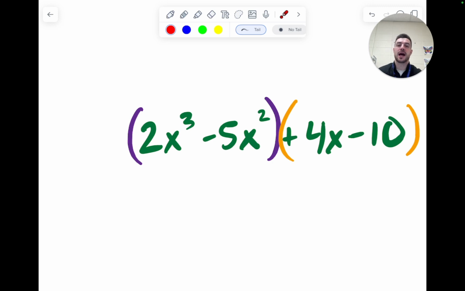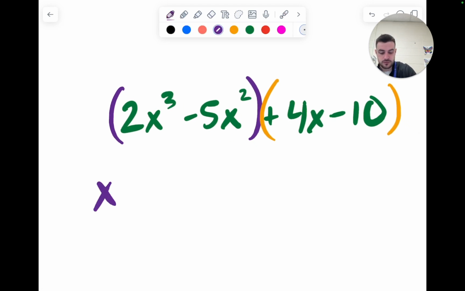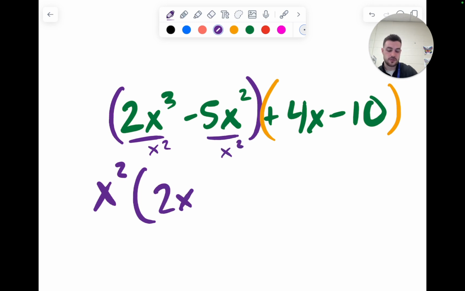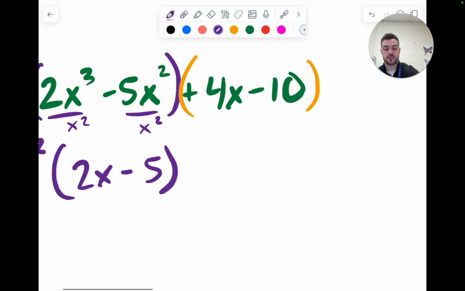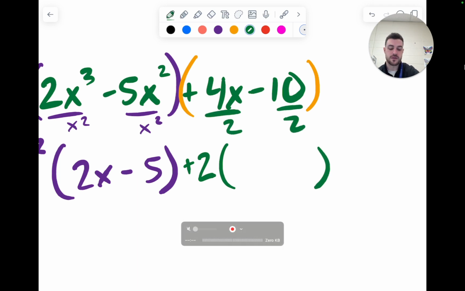What I want to do is divide out what they have in common. Well, the coefficients are even and then odd, so there's nothing there that I can divide out. However, they both have an x squared. So if I divide each of these by x squared, I end up with a 2x minus 5. Now I'm going to do the exact same thing with my second grouping. I have a 4x and a 10, and I can see that a positive 2 is going to go into each one. So I'm going to divide by 2, and I get a 2x minus 5.